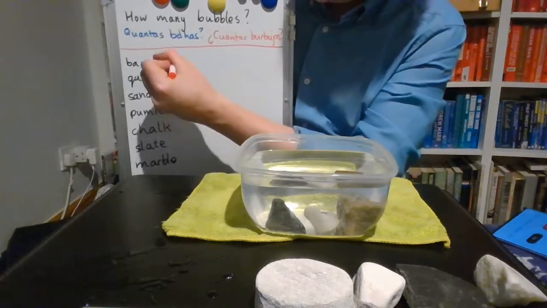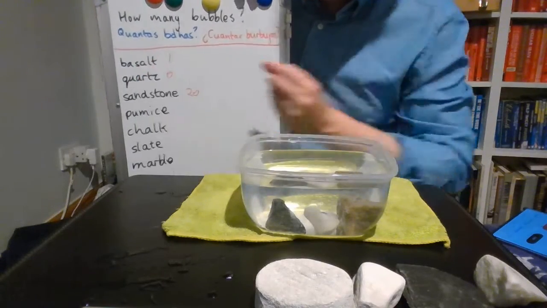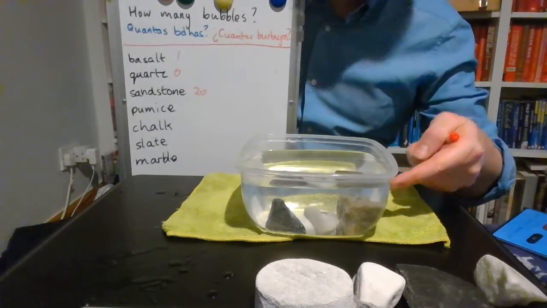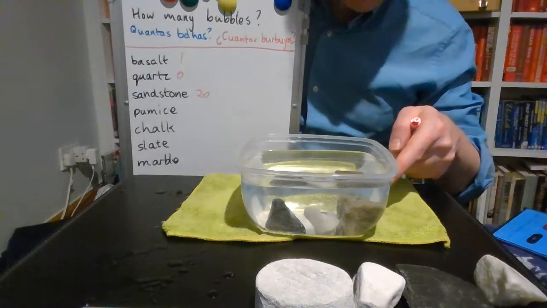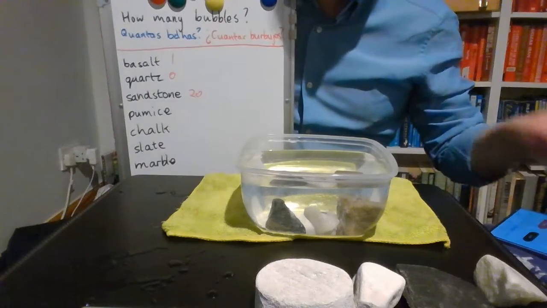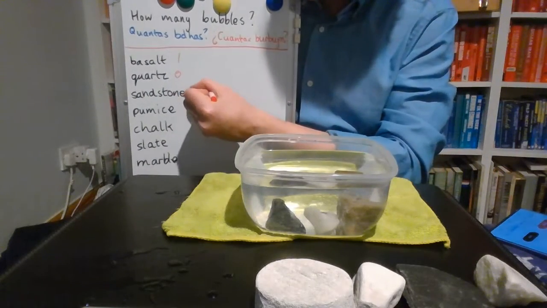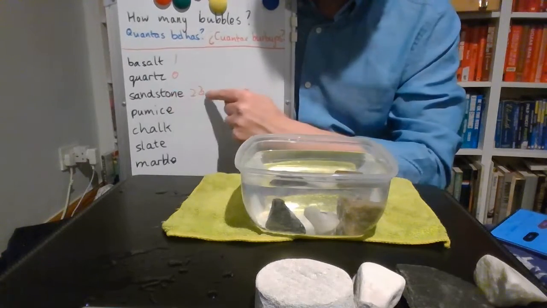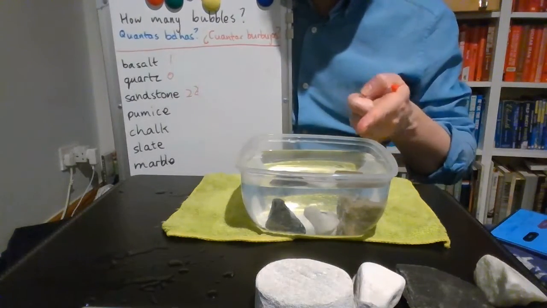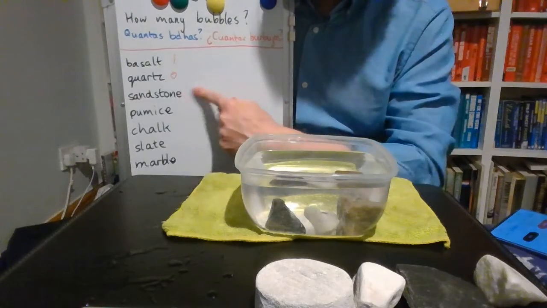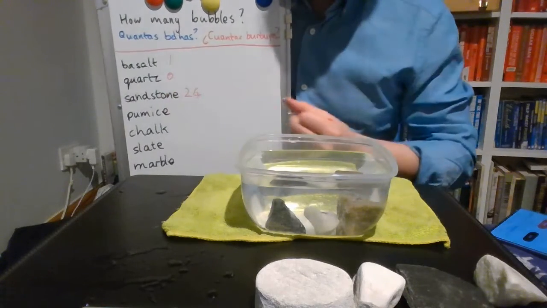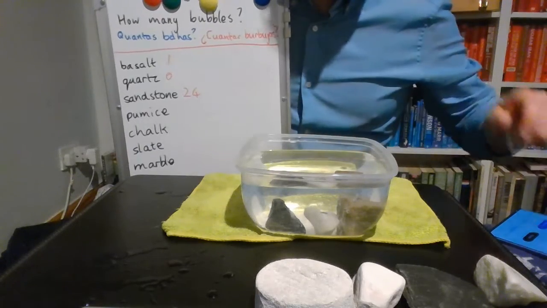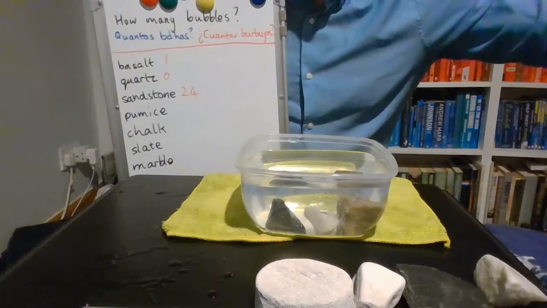We're about half a minute in. Basalt has had 1. Quartz has had none. So loads and loads of bubbles are coming out of the sandstone. Any more? We're in the last 40 seconds here. 2 more there. So I'm going to cross that. 22. 23. 24. And our first minute's gone as just the last bubbles came up there.